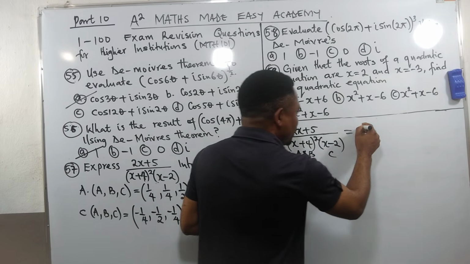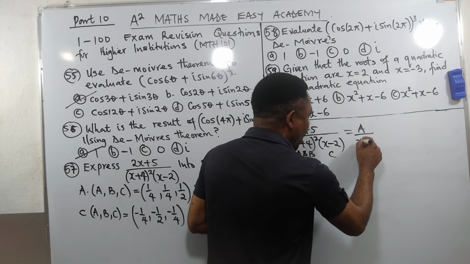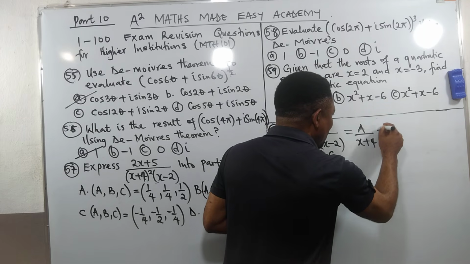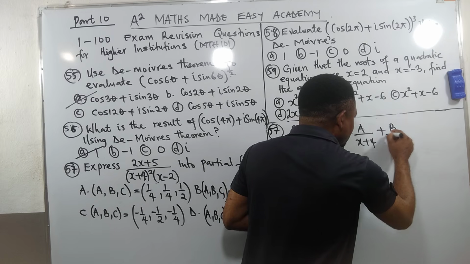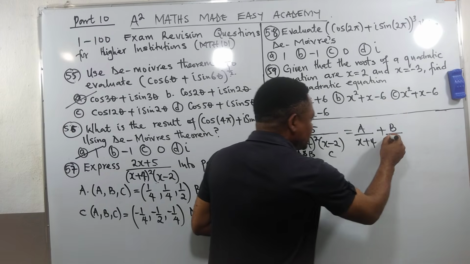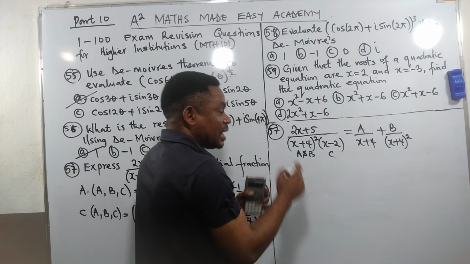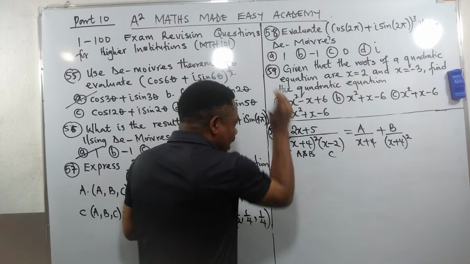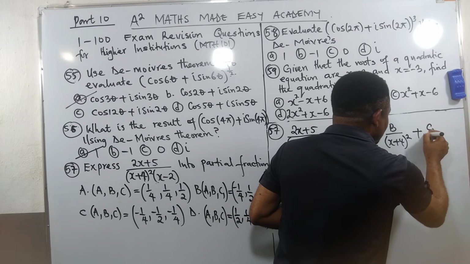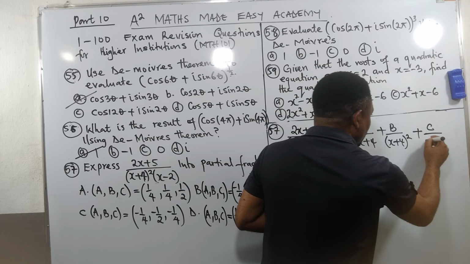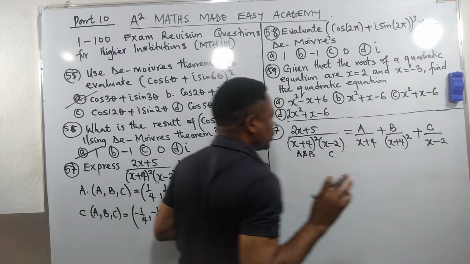The first one is A, divided by the denominator, which is x plus 4. I will now add. The second one is also B, divided by the denominator, but this time around, the power will increase to power 2. That is a secret. Then finally, I will move over to constant C, divided by the denominator, which is x minus 2. Can you see that I have gotten exactly what I'm looking for?